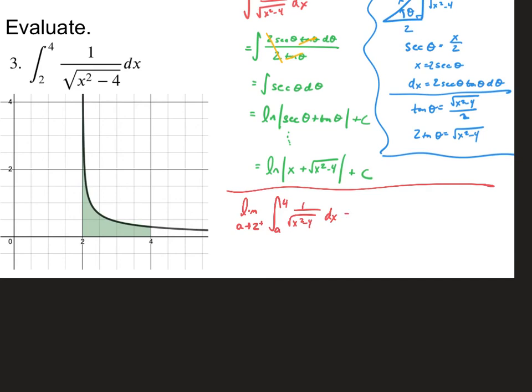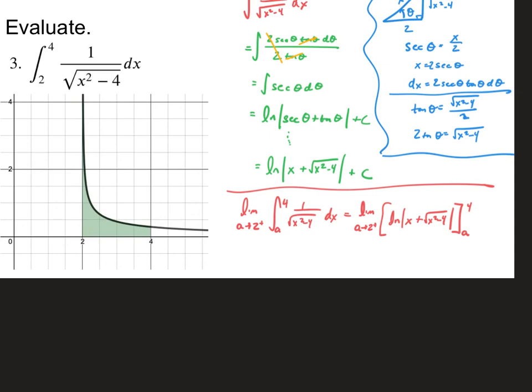Now, lucky for me, I already did the math, and I know that that limit is equal to, as a approaches 2 from the right-hand side, and the integral, which I already have, is the natural log of the absolute value of x plus the square root of x squared minus 4, from a to 4 in this particular problem. So by doing that integral ahead of time, I saved myself some work, and now I just have to plug my values in.